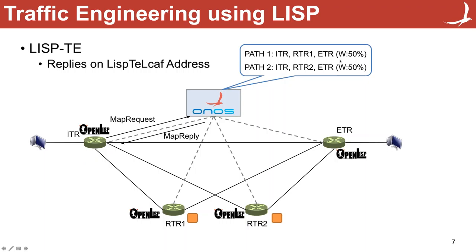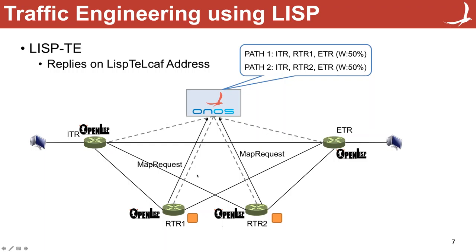Because it's TE, all the traffic will be evenly distributed, separated based on the weight value that we specified. Since the RTRs do not have any map information either, they will also ask ONOS to request the path, and ONOS will set up the path. The packet will ultimately be forwarded to the ETR and sent to the designated host.